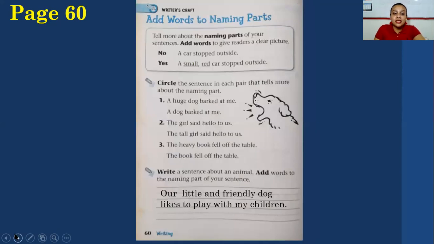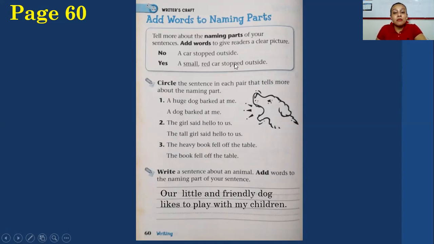And on page 60, we have something very important about naming parts. I already told you that a naming part is the subject, or the person or the thing or animal or place that the sentence is talking about. But if we want to be more specific, we are going to add more words. So tell more about the naming parts of your sentences. Add words to give readers a clear picture.